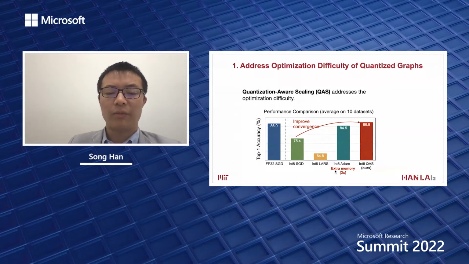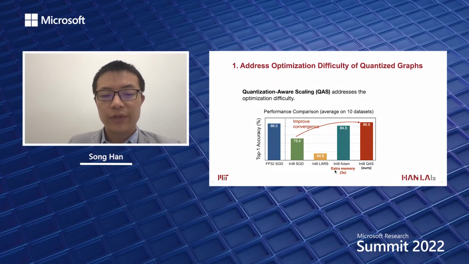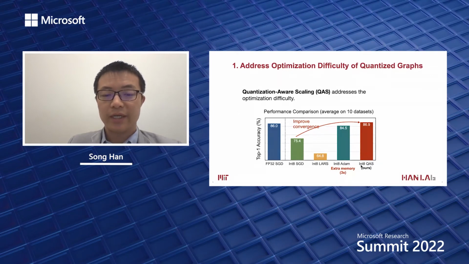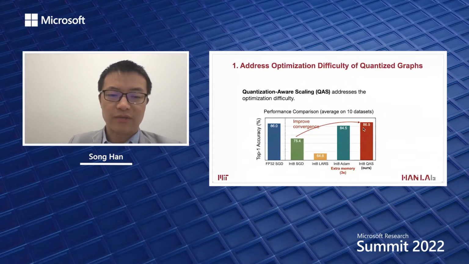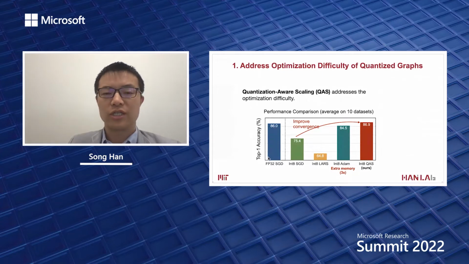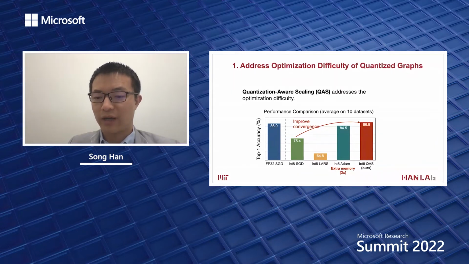in order to maintain the state of the Adam optimizer. Okay, so using our solution, using int8 plus the quantization aware scaling, we can use just 1x, the same amount of memory as SGD, but maintain the same level of accuracy, sometimes even a little better compared with the FP32 SGD for fine-tuning. So quantization aware scaling is an effective method enabling fine-tuning on a real quantized graph. All right, so that's the first technique.